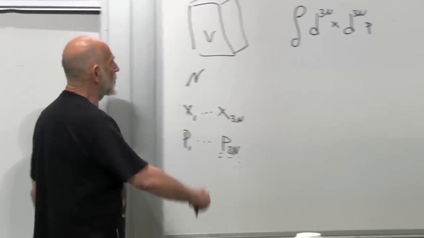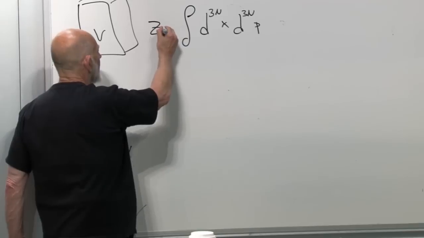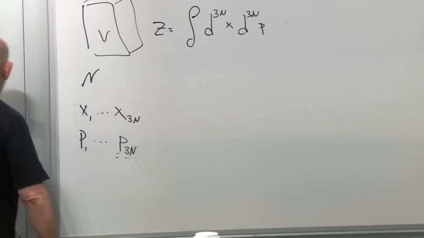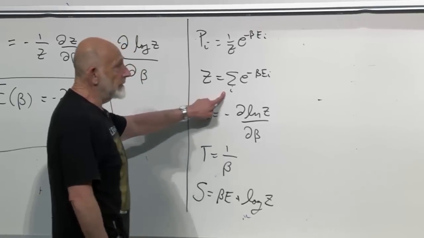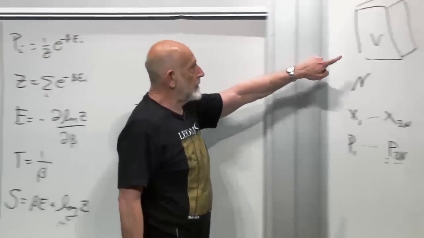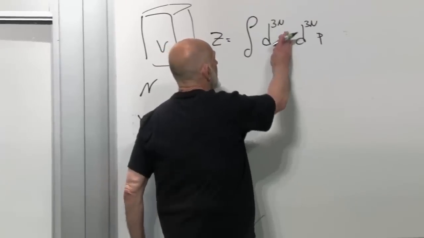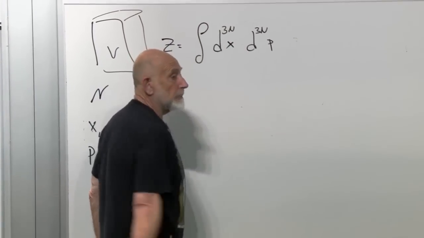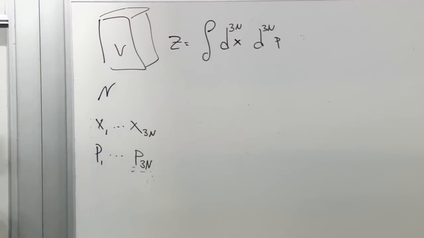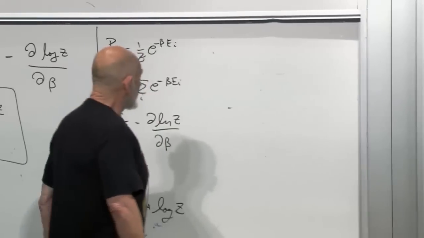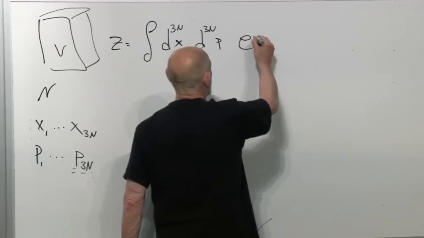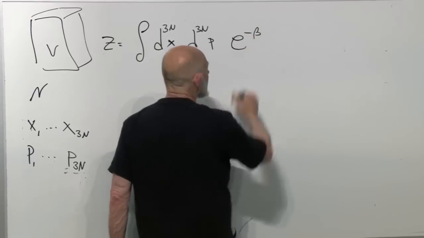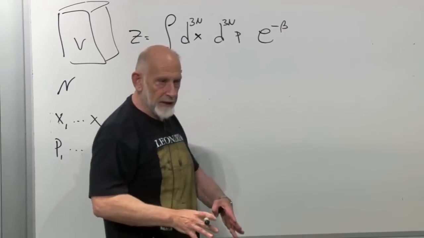I'm interested in the partition function. The partition function is a sum to begin with, a sum over i. That is replaced by an integral over x's and p's. Next, we want to write e to the minus beta times the energy of the ith state.